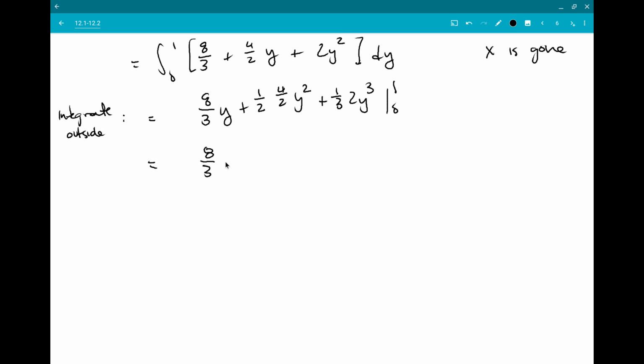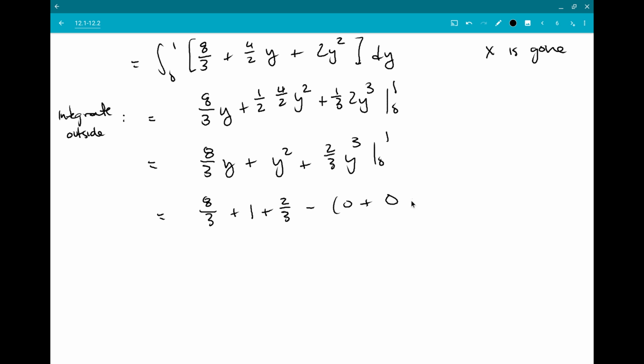I'm just going to clean up my numbers here for a second. I just simplified that 4/4 in the middle. And I plug in y equals 1, and I subtract my y equals 0. So that's 10/3 plus 3/3. Nope, no skipping steps, I promised myself. So that's 13/3. And now it's a number. y is gone.